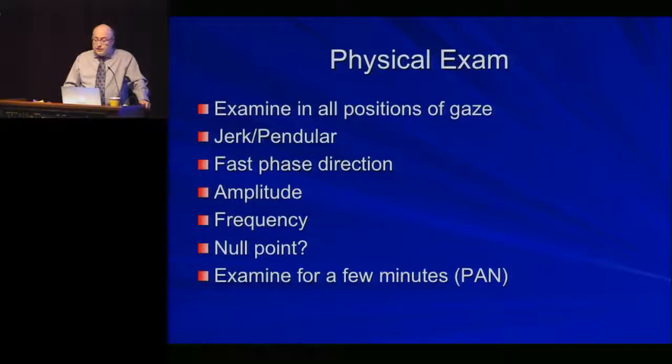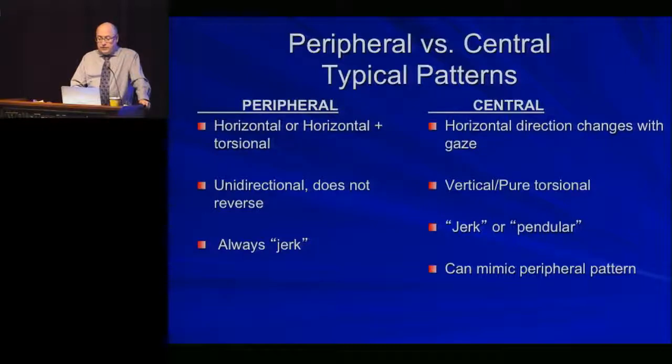You examine patients in all positions of gaze. You determine if it's jerk or pendular. You determine the direction in each place. You note the amplitude and frequency. You look for a null point, and because there's periodic alternating nystagmus, which changes over time, you want to examine patients for a few minutes.